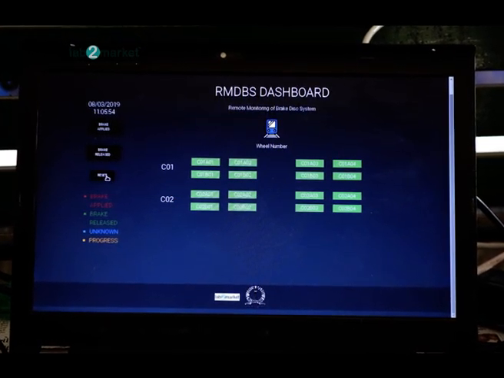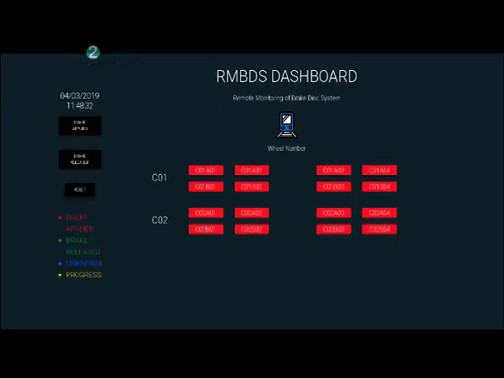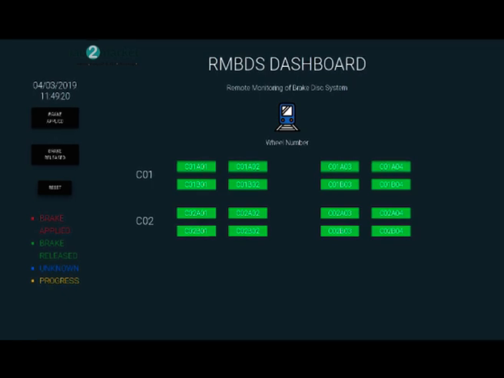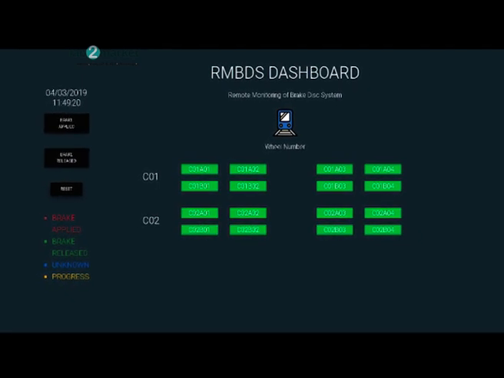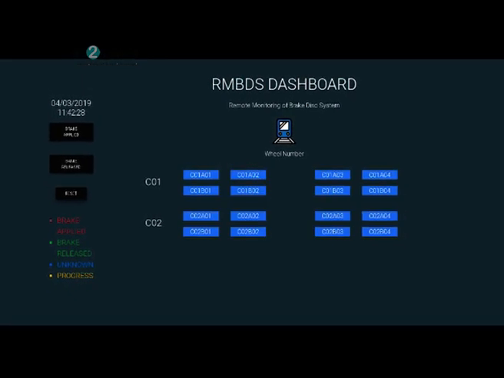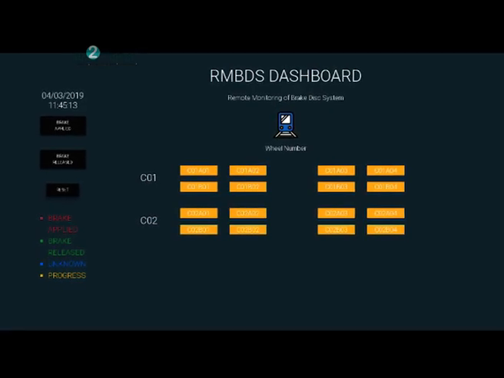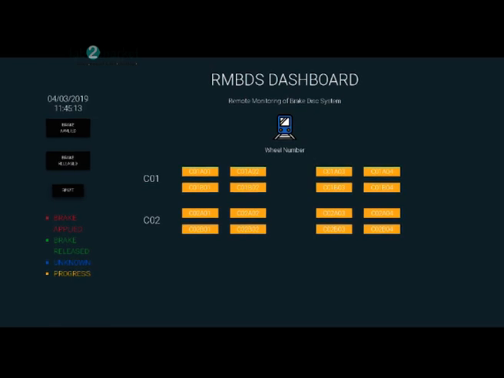The results will be displayed on the GUI, where red color indicates brake applied status, green color indicates that brakes are released, blue color portrays that the system is reset, and yellow color indicates image processing is under progress.